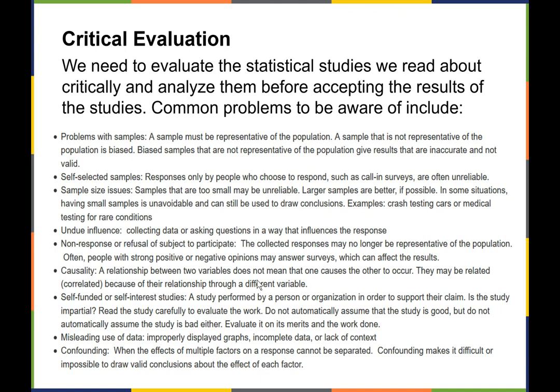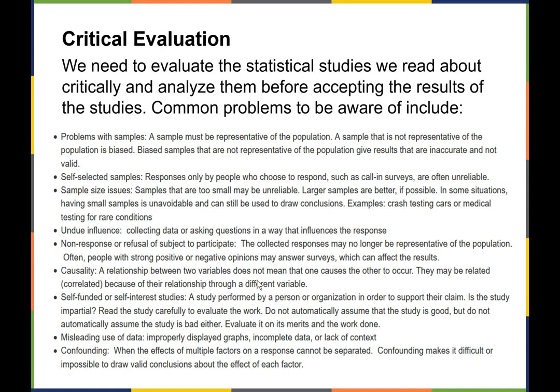We could have a biased sample that doesn't represent the population. We could have a self-selected sample. So these are responses by people who choose to respond. Like if you call all the phone numbers and people are given a chance to respond or not respond, if they choose to respond, they might have stronger feelings about an issue. So that's a self-selected sample issue.